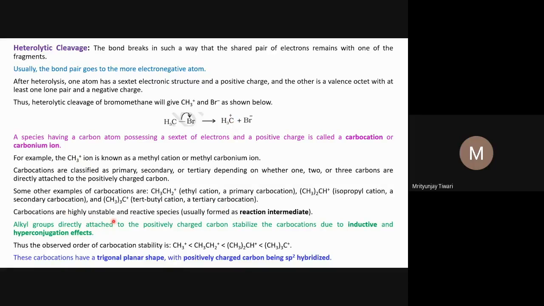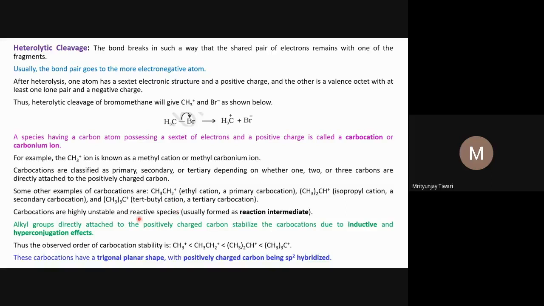So carbocations are highly unstable, and why are they highly unstable? Because they have a sextet of electrons. The carbon atom doesn't have a complete octet. Another thing is it is having a positive charge, and as I have said, charged species are not stable species. So these are very unstable species, and they are formed only for a brief, transient period during a chemical transformation. So they are reaction intermediates, and since they are reaction intermediates, they are unstable and very reactive.